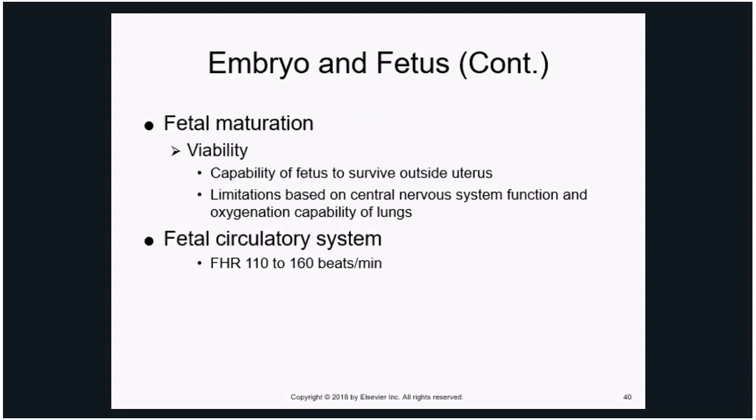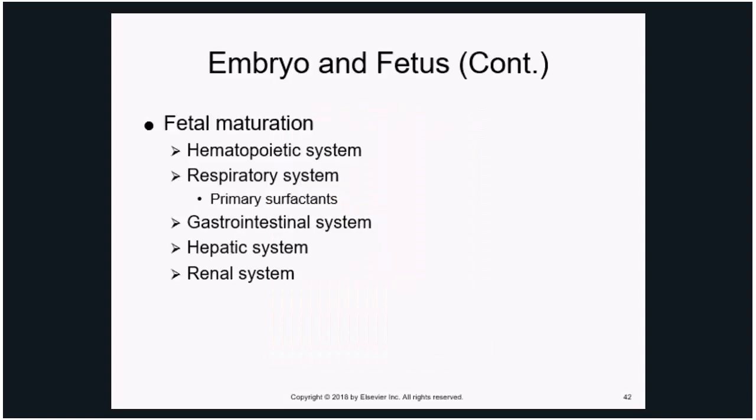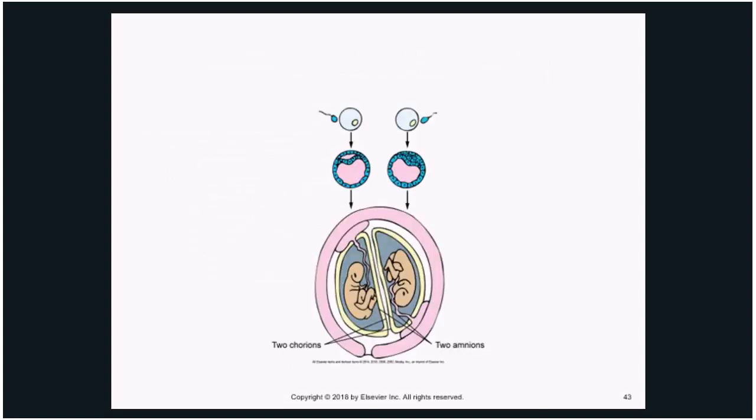So fetal circulation systems: the fetal heart rate runs between 110 and 160 beats per minute. I'm sure if you guys have already been to clinical with the infants, you will hear how hard it is to count their heart rate. Fetal maturation: the hematopoietic system, the respiratory system, so primary surfactants, the gastrointestinal system, hepatic system, and the renal system.